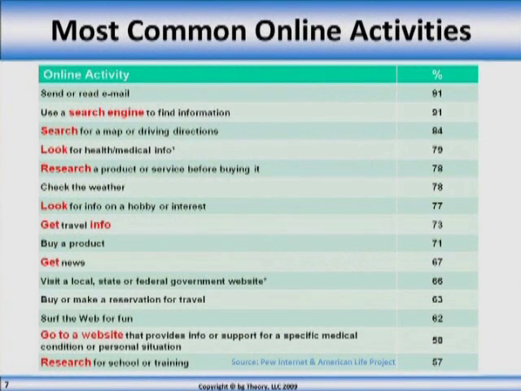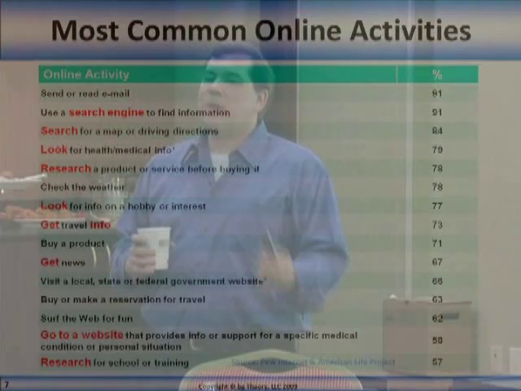So what's important, though, is why people go online in the first place. Number 1 reason is communication. It's always been communication, whether it's email, IM, Twitter, Google Wave. But the next many reasons people go online is a search engine to find information. Search for maps or driving directions. Again, finding information. Research a product before buying it. Finding information about the product.